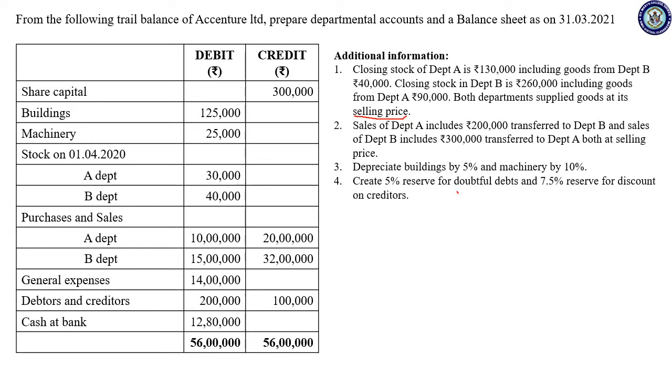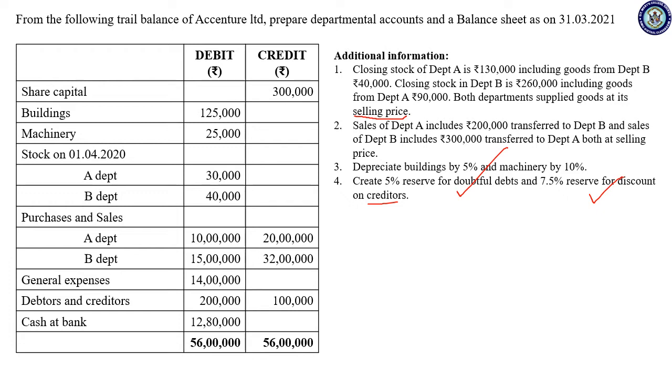So on an asset, if you are creating the reserve, then it is an expense. On a liability, this is my liability, on that if you are creating the reserve, then it is an income. Now they have not given the apportionment ratio of doubtful debts, discount on creditors, depreciation, general reserve. So if you are preparing a general P&L account, then you can take these items in the general P&L account. If you are not preparing a general P&L account, in the sense, if there is no profit in the transferred stock, then there is no need of preparing the general P&L account. In that case, you can apportion these expenses equally among the departments.